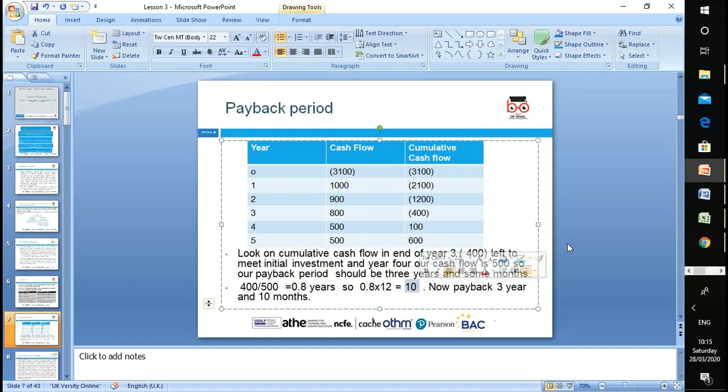Let's assume this is project A, and you have a project B as well. So we need to look around. If project B will give you a 3 year payback period, you go for 3 years, not 3 years and 10 months. Always shorter is better.